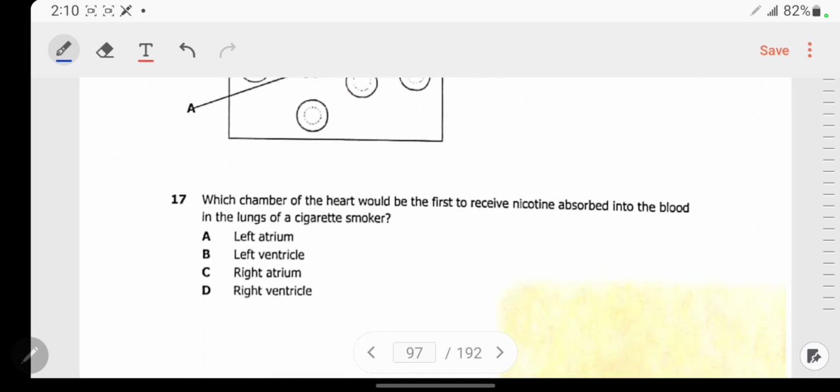Let's look at 17. Which chamber of the heart would be first to receive nicotine absorbed into the blood in the lungs of a cigarette smoker? If you look at the way the heart is, from the lungs, where does it go? It goes to the left side of the heart first. The left side of the heart will be received by the left atrium, since the atrium is the one that comes then to the ventricle. So the answer is the left atrium. From the lungs, we have the left atrium.